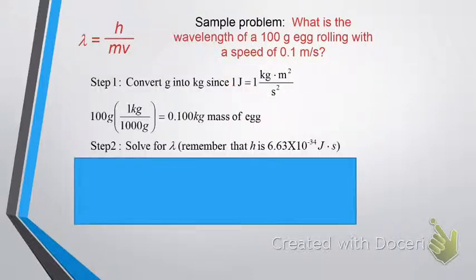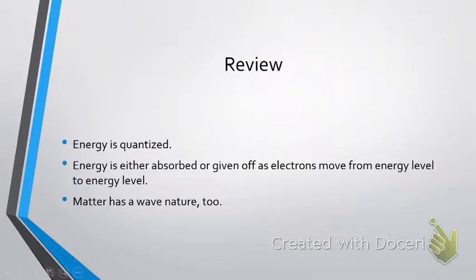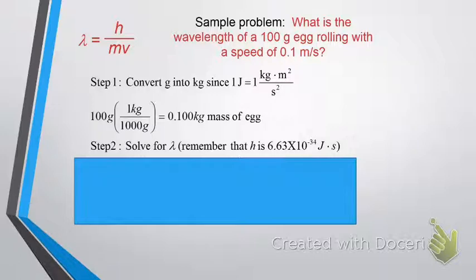Alright, so when we do that, we have 100 grams. We have 100 grams is equal to times 1 kilogram divided by 1,000 grams. And in doing this, we cancel out the grams and we're left with 0.1 kilograms. Now we want to solve for lambda, which is the wavelength, and we're going to be using Planck's constant, which is 6.63 times 10 to the minus 34 joules per second.